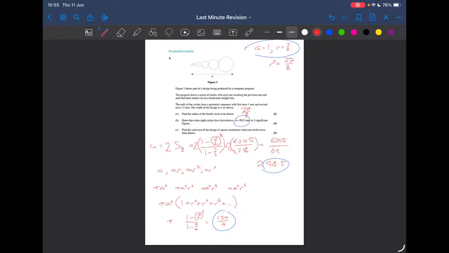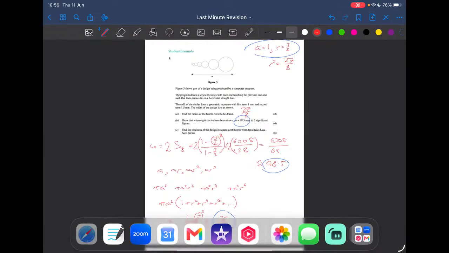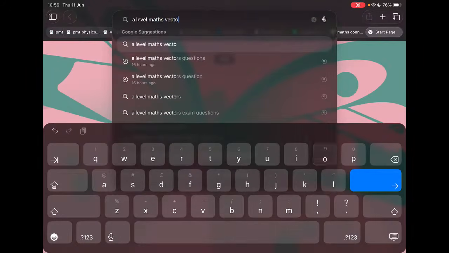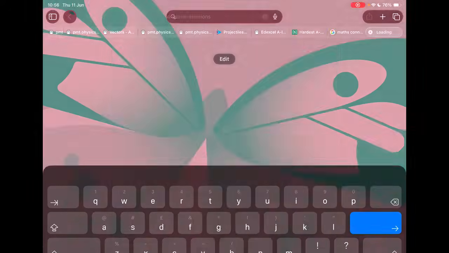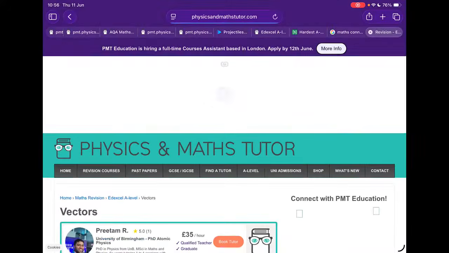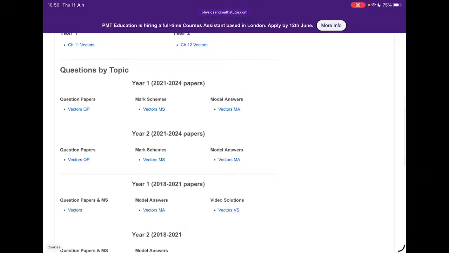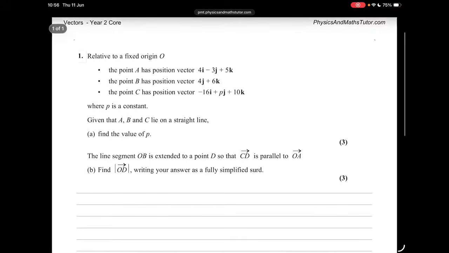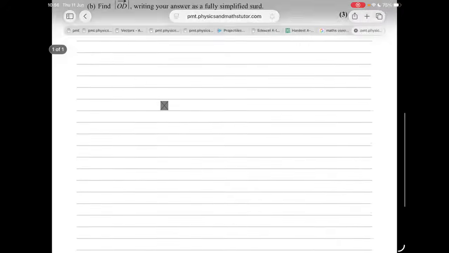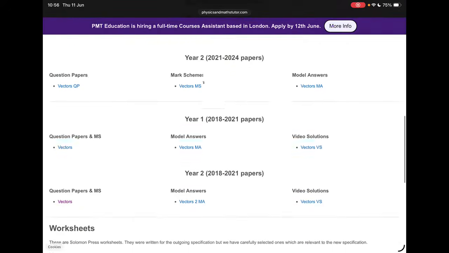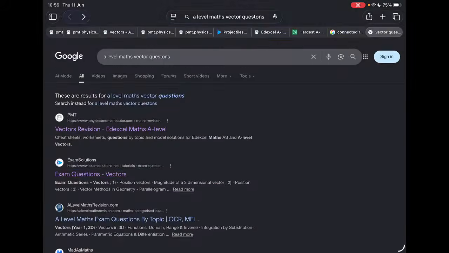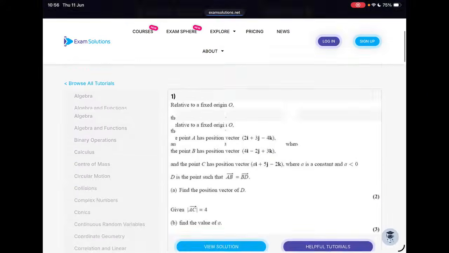Right, some 5-marker vector questions. I'll see what other ones pop up. Let's have a look at doing some of those bits. Let's see, A-level maths, vectors, questions. What's going to pop up? Vector revision. Questions by topic. Let's do second year, obviously. Do you mean ones like this, where you're just doing vector things? Or, okay, well, there's one option there, let's do some other ones. Let's go to the actual ones from the past papers.